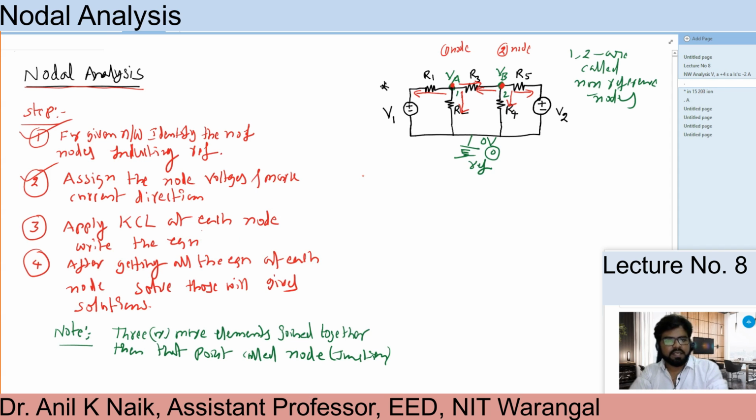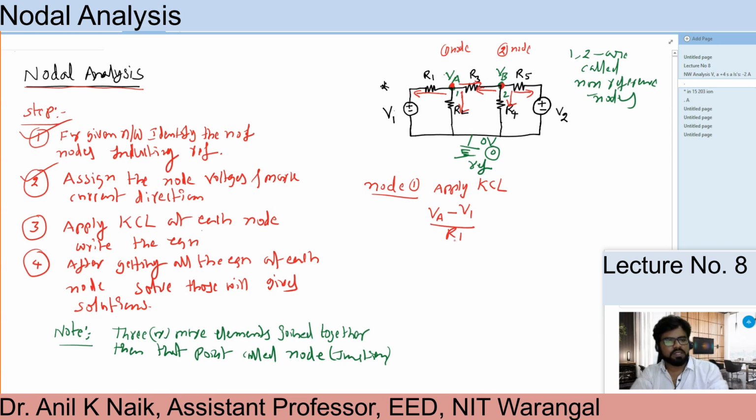So let us consider node 1. At each node we need to apply the KCL. Let us consider node 1 and apply the KCL here. So what is the current flowing in this direction? This is my current direction. The difference between these two potentials, VA minus V1 by R1, can I write? What is my potential going here? I can write VA minus V1 by R1.